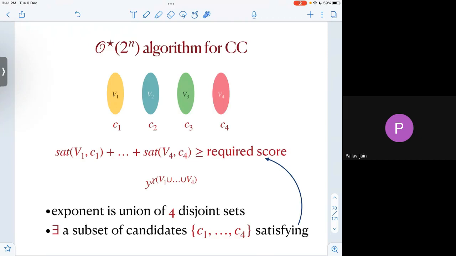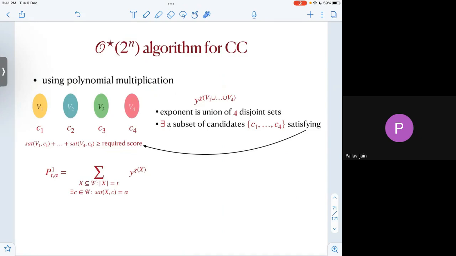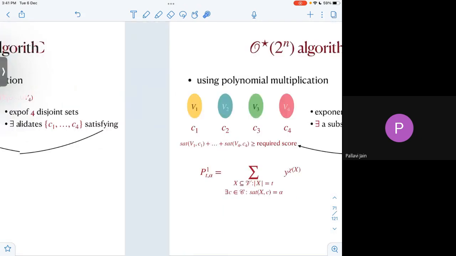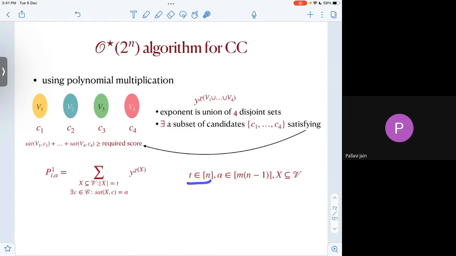Okay. So this is what we want to do. How will we do? We will come to that. So we will start constructing the polynomials. For t belongs to n, where n is my number of voters.